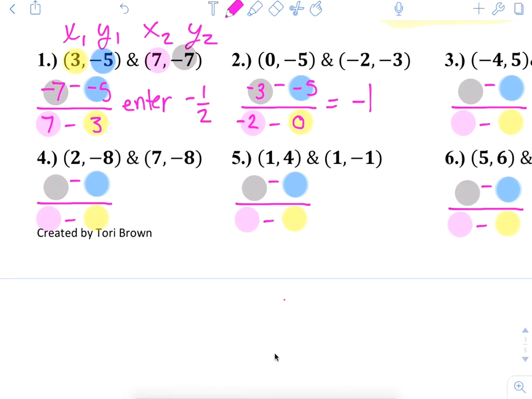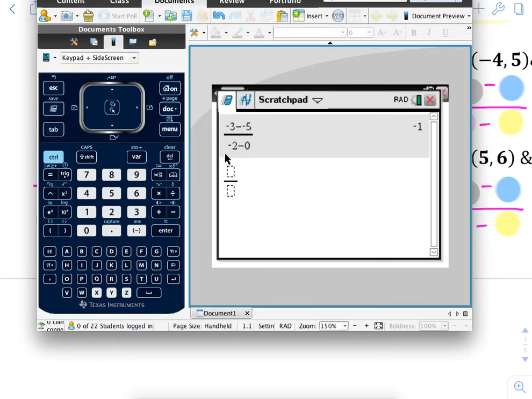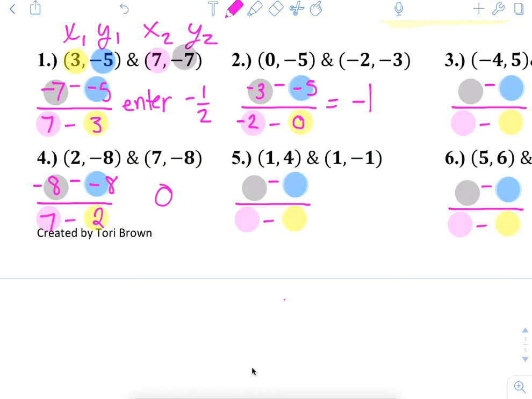We're not going to do all of these. Let's try number 4. Okay, so y2, -8. y1, another -8. x2, a 7. And x1, a 2. All right, so let's type this in the same way we just did. I'm going to use my toolbox. And I'm going to type it in -8 minus another -8, and then on the bottom, 7 minus 2. Your answer should be 0. Okay? If you are not getting 0, that means that something else is off.